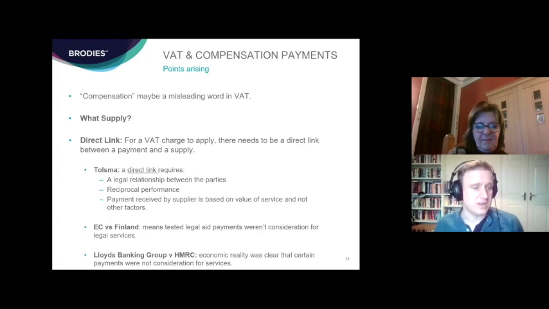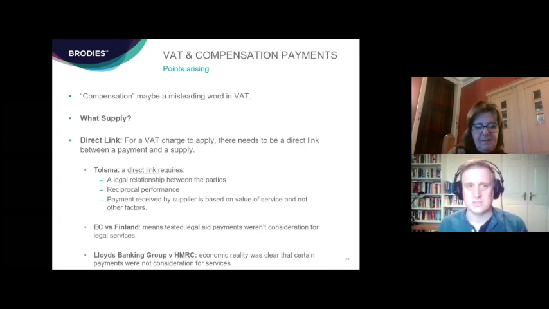And more recently, we had a case, Lloyds Banking Group against HMRC, where redundancy payments paid by Lloyds to a third-party company that was helping wind up its Irish business were deemed, on the basis of the economic reality of the underlying contracts, not to be consideration for services. So these are all factors that cut against that assertion by HMRC that if a payment is envisaged under a contract, it's necessarily going to be taxable on the same basis of the contract.